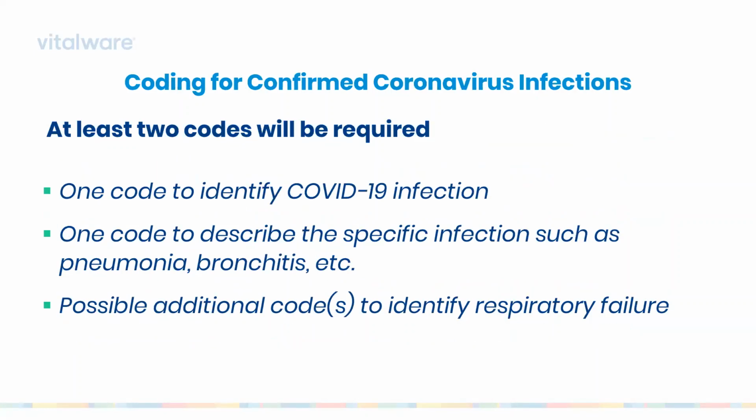All right, so let's start with confirmed coronavirus infections. We're going to report at least 2 codes. We're going to need one code to actually identify the infection, and then another code to describe what the specific infection is, and possibly additional codes for respiratory failure if that happens to be present. Of course, you're going to add other codes for other comorbid conditions that meet the conditions for reporting in addition to all of this.